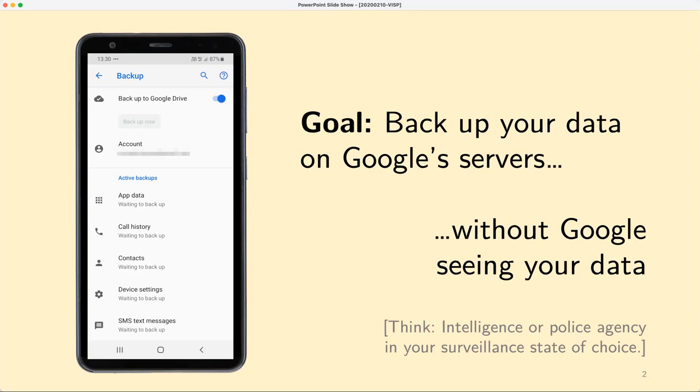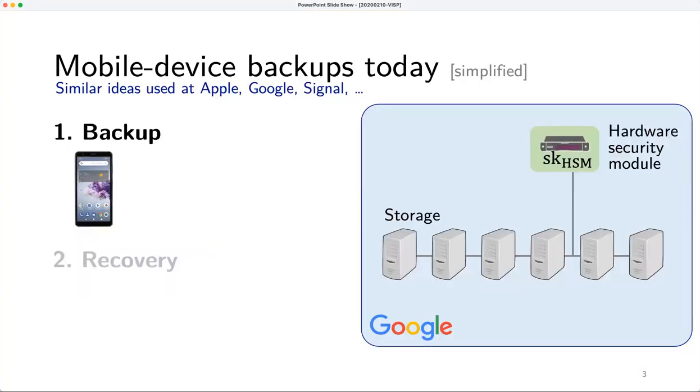Since many of you probably haven't seen this before, I'll explain briefly first how these mobile device backups work today. And this is a cartoon simplification, but captures the key ideas. And similar ideas are actually used in iOS for Apple phones, Android phones, and also in something called Signal secure value recovery, which is Signal's backup feature.